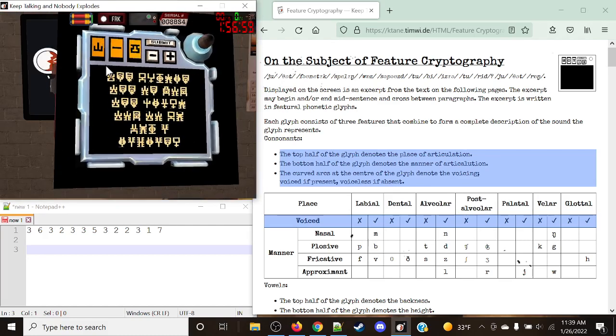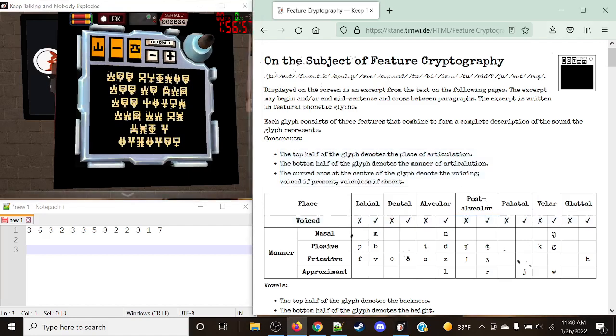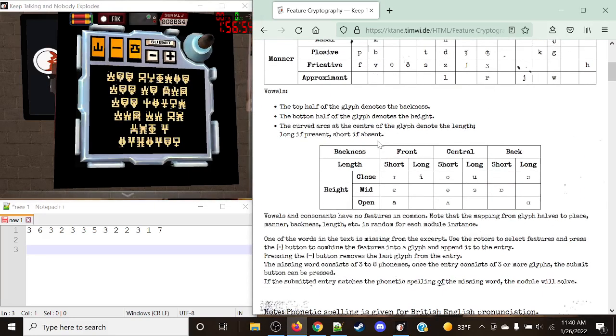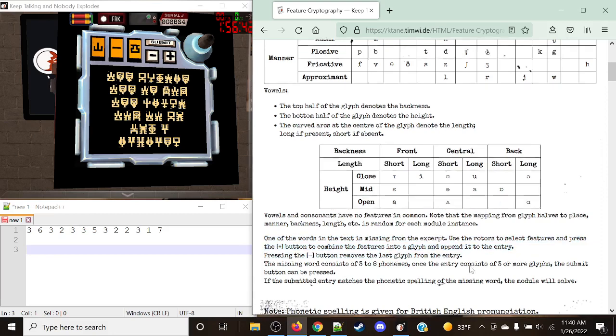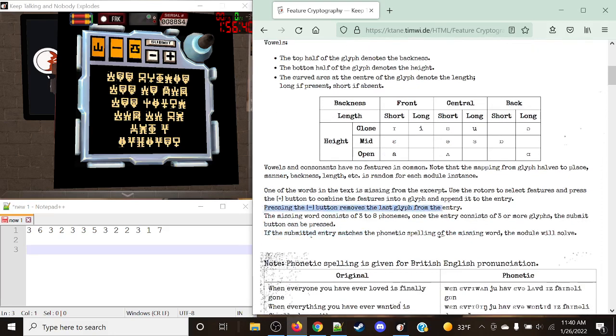Now, what exactly is your goal with this module? Our goal is to find a missing word, because one of the words in the text is missing from the excerpt. Use the rotors to select features and press the plus button to combine features into a glyph and append it to the entry. Pressing the minus button will remove the last glyph from the entry. The missing word will always consist of 3 to 8 phonemes, and once the entry consists of 3 or more glyphs, the submit button can be pressed. If the submitted entry matches the phonetic spelling of the missing word, the module will solve.